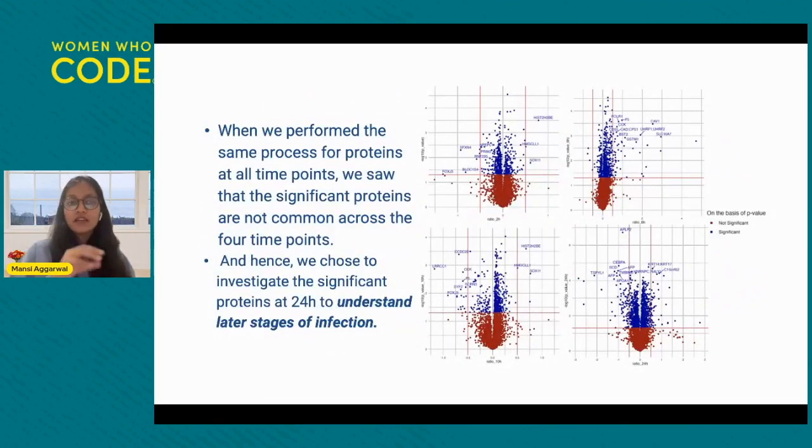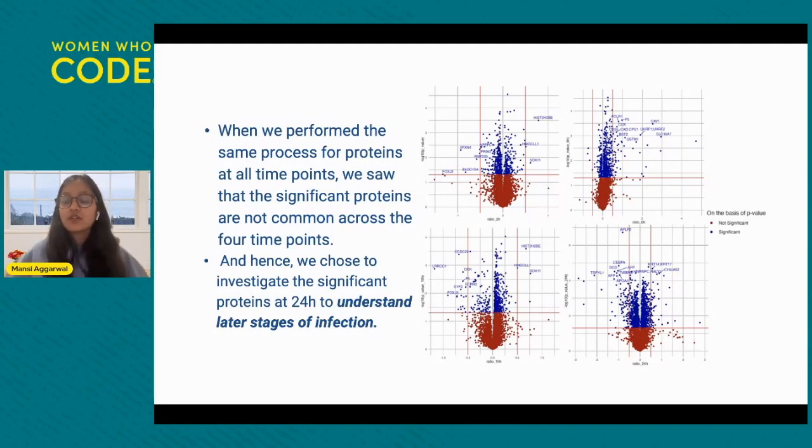What I did was I performed all these 3 steps for all time points: 2 hours, 6 hours, 10 hours, and 24 hours. When we did this, we found that the significant proteins, the 10 that I plotted, are different across all the time points. This is something that I was not expecting. I thought that the important proteins will carry out the journey. I'll see a pattern throughout the time points. But this is also important to me.